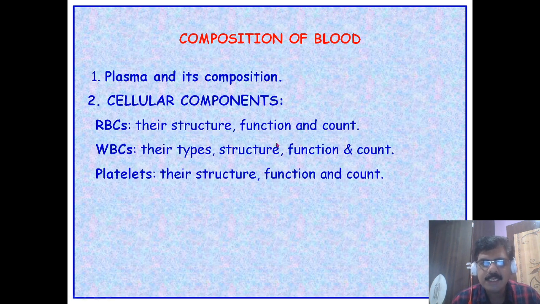Then, we have just discussed that blood has two components. One is what? The plasma, and another one is what? The cellular component. The cellular component comprises RBCs, their structure, function and count you have to study. Then in WBCs you have to study the type, structure, function and count, and in platelets the structure, function and the what? The count.